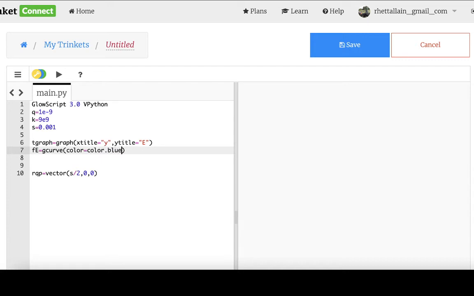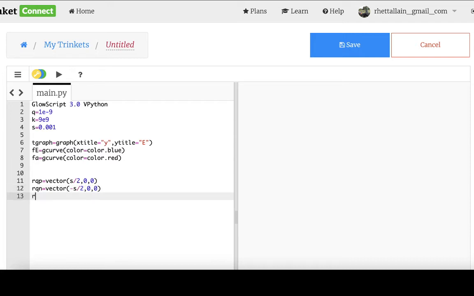And the other one is FA, a G curve. The blue is going to be the exact calculation, and the A is going to be the approximation. Okay, so now down here, I also need the location of the negative charge. RQN is the negative charge vector, negative S over 2, 0, 0.